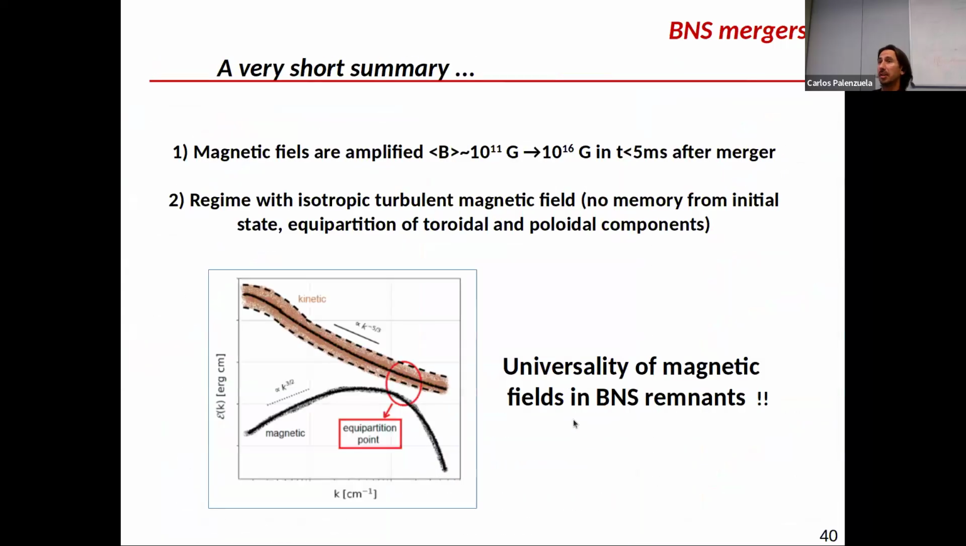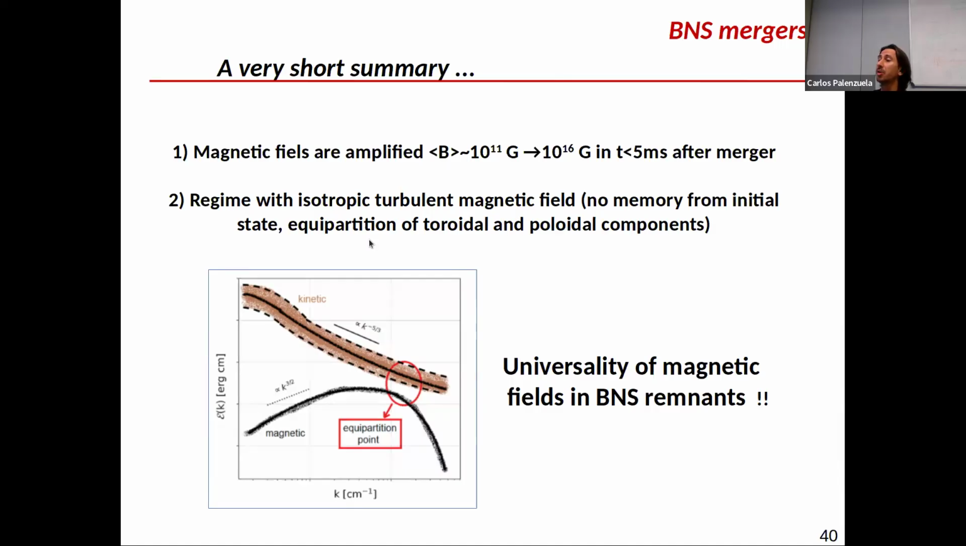So the very short summary would be that the magnetic fields are amplified from 10 to the 11 to 10 to the 16 Gauss on average in less than 5 milliseconds after the merger, and that this final magnetic field obtained at this time is isotropic, turbulent, has no memory of the initial state, and we find equipartition between the toroidal and the poloidal components.